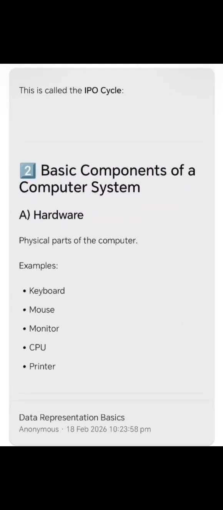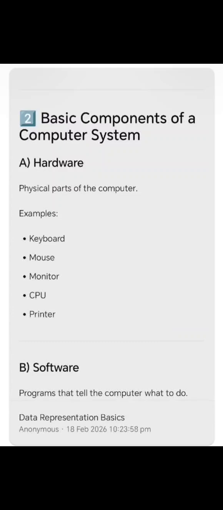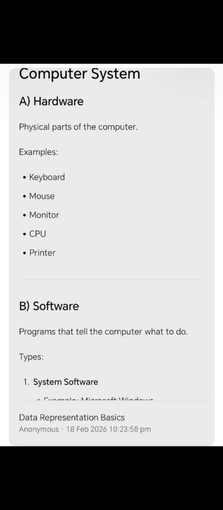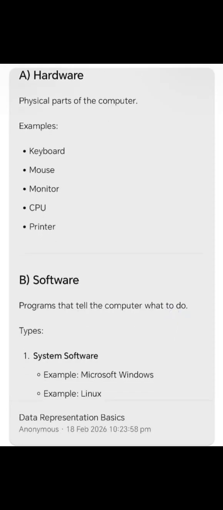And then the second title is basic components of a computer system. In our computer system we can split into two parts: one is hardware, another one is software. First of all, we take hardware, which means the physical connection of the computer. What are the physical connections? That is the wired connection. Keyboard, mouse, monitor, CPU, printer, every device is connected with other devices with the help of wire.